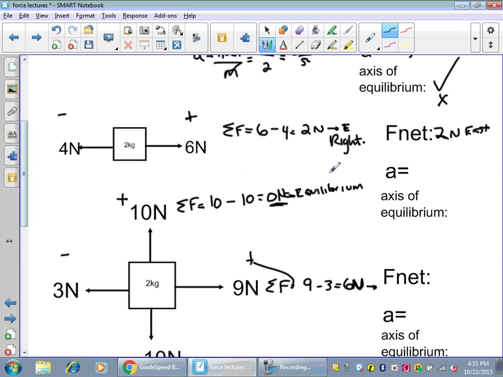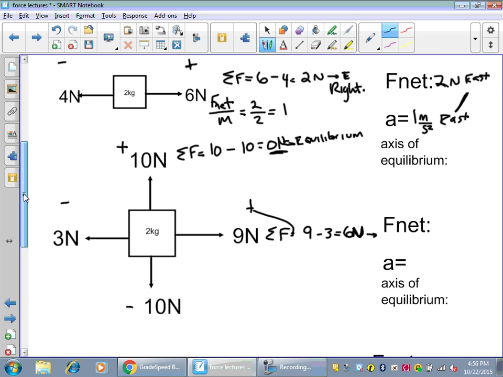Okay, look here. This time, am I going to have acceleration? Yes, because I have a net force that is not 0. So let's actually do it. Remember, it's force net divided by mass, which equals 2 over 2. My mass is 2, right? So my acceleration is 1 meter per second squared to the east. It's always going to be the same direction as the net force. See that? Same direction.